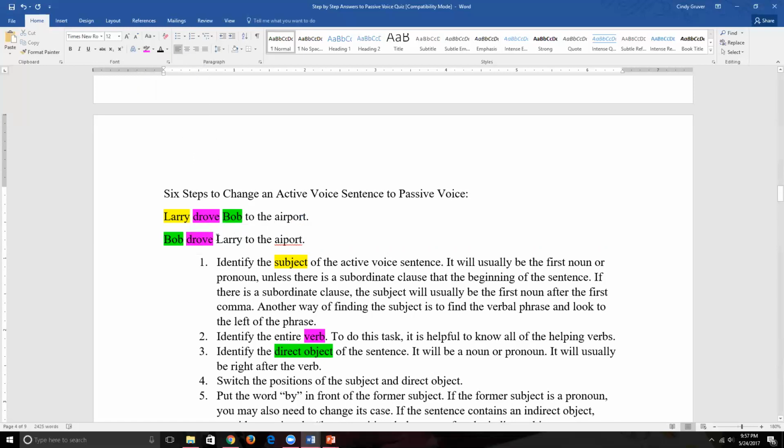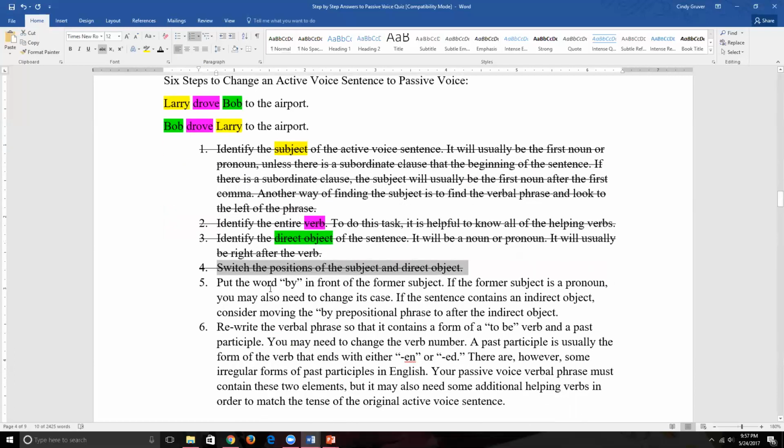And now we have Larry. Okay, so we have taken actions 1, 2, and 3. And now we've taken action number 4. We've switched the positions of those words. Now we're going to want to put the word by in front of the former subject, in front of our yellow word. So I'm going to say by. Now Larry is a noun, so we don't have to worry about case. But if it were a pronoun, well, we'll talk about that contingency in a couple of minutes. So we're good to go with this one.